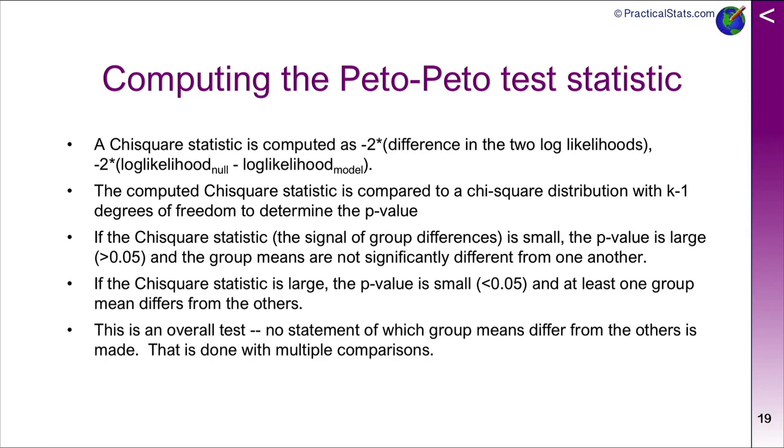And again, like the Kruskal-Wallis test, this is an overall test. There's no statement of which group, this should not say means, which group CDFs differ from others. I must have copied and pasted incorrectly here, I'm sorry. No, there's no statement of which groups differ from the others in their percentiles. That's done with multiple comparisons.